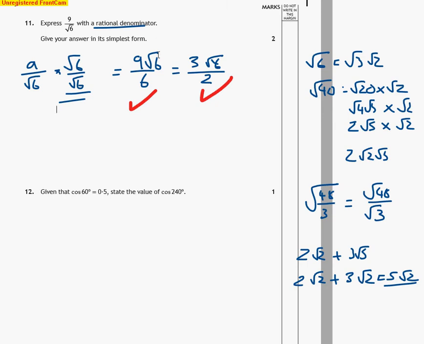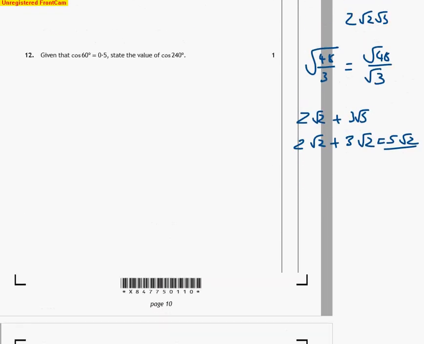Question 12. Given that cos 60 is a half, calculate the value of cos 240, and it's for 1 mark. Now, like I said again, guessing it's for 1 mark. If I was a guessing man, I'd be saying something like a half, or negative a half, or 0. That'd be a decent guess, right?